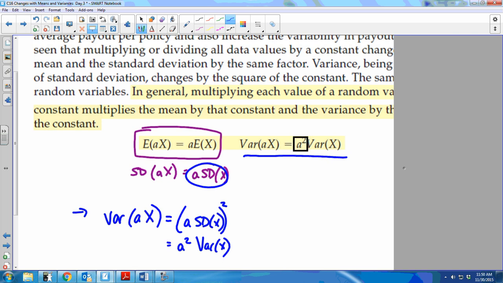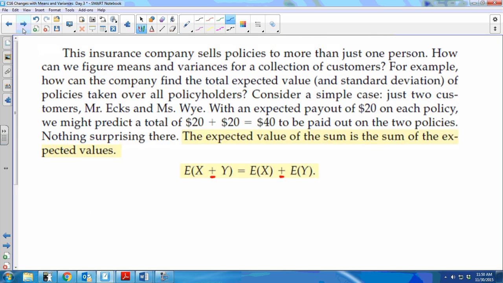Now, the other rules we're going to talk about today. What happens when you have two random variables that you want to combine? All right, that's what we're going to talk about. You can combine them. It's all good. There's just some things to think about. So first thing, if you want to add or subtract, plus or minus, two random variables.